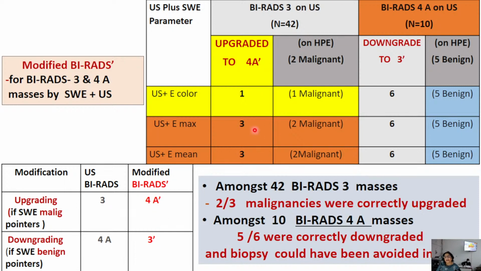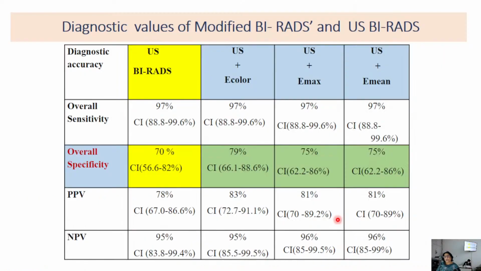Applying this criteria, we modified the BI-RADS of BI-RADS 3 masses, which were 42. And then what we found was, applying these two combinations, 2 out of the 3 malignancies were correctly upgraded. And in the BI-RADS 4A masses, 5 out of 6 were correctly downgraded. So you can see that we downgraded 6, and on histopathology, 5 were benign. So the biopsies in these particular patients could have been circumvented. Using this modified BI-RADS, the overall specificity improved from 70% to 79% or 75% when the combination was used.